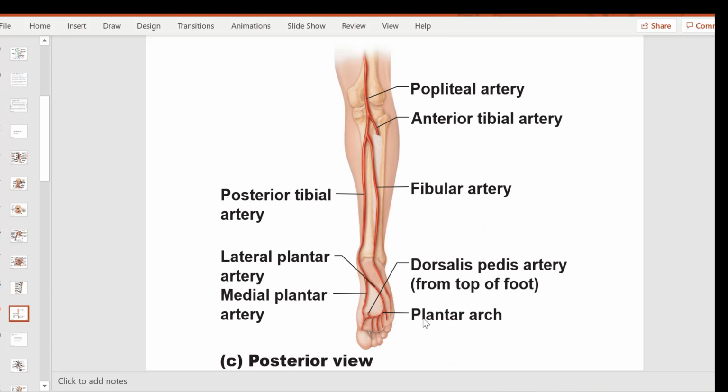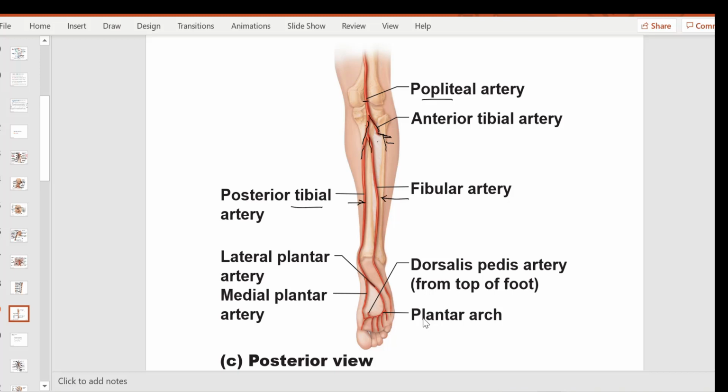Here you can see more clearly, this is the back of the knee. So you see the popliteal artery in the back of the knee, and it gives the anterior tibial, the branch that goes to the front of the tibia. That's why you don't see it anymore. So it runs along the front of the tibia, and then the popliteal goes down and divides into fibular and posterior tibial. Okay, so posterior tibial and fibular.